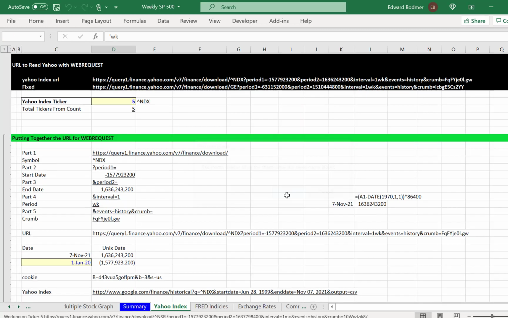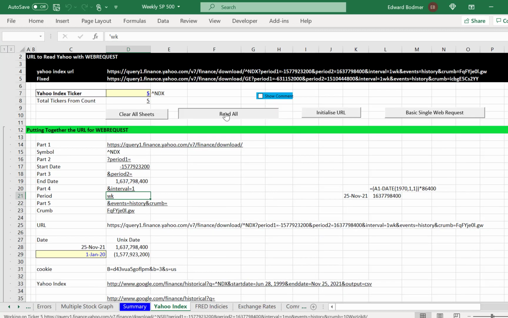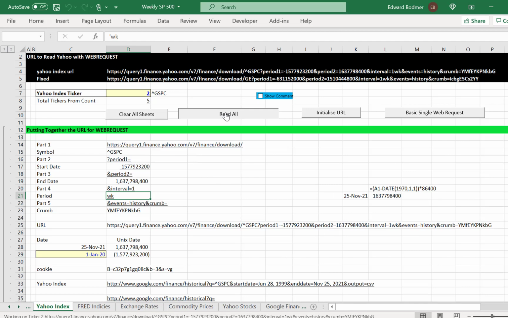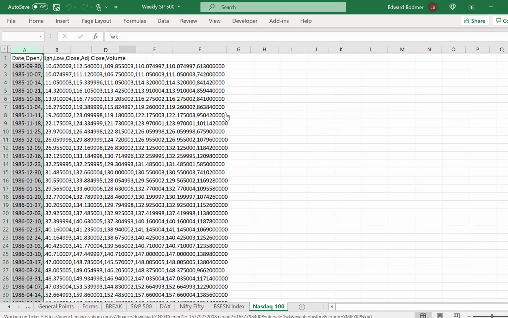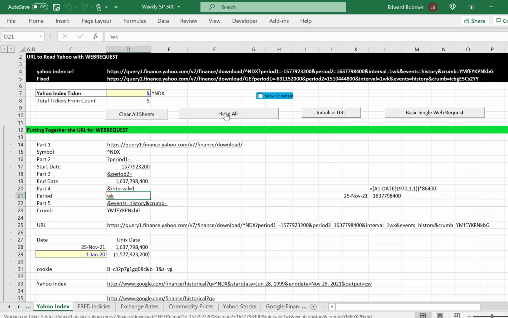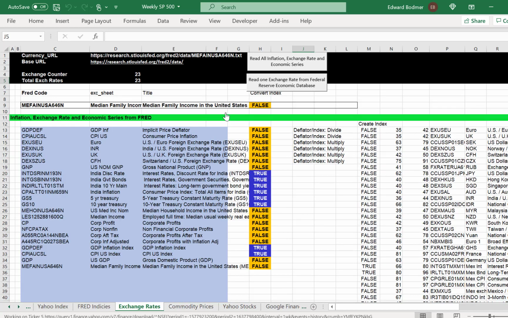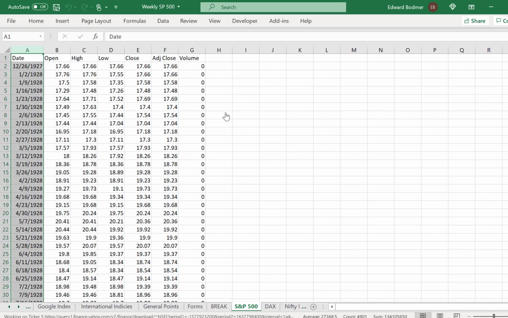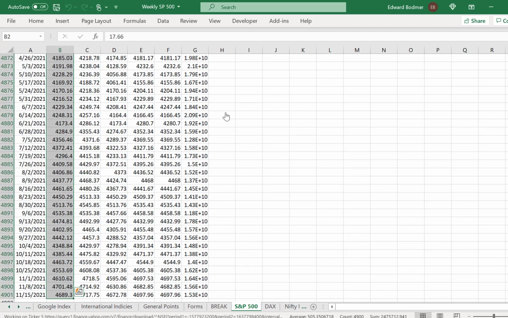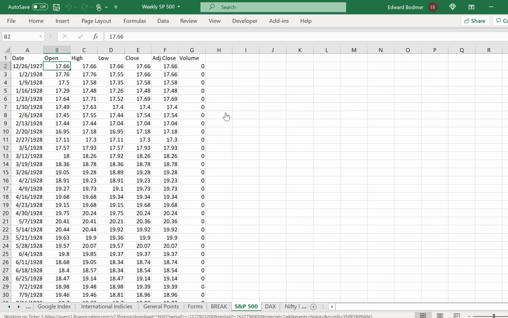I'm going to clear the sheets, and I'm going to read all. What a mess this is. Don't even get rid of the grid lines. What in the heck am I doing? Okay, and there's the DAX and all of that stuff. Now, when you do this, if it's weekly data, you get it. There it is. Oh, how cool. And then once you have this, you can, of course, do something like this.